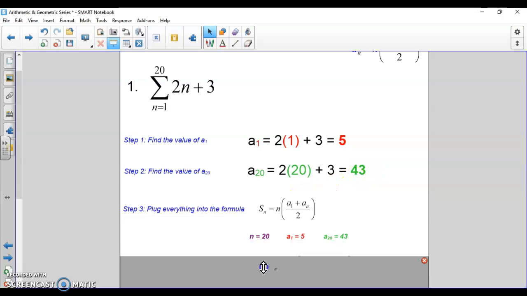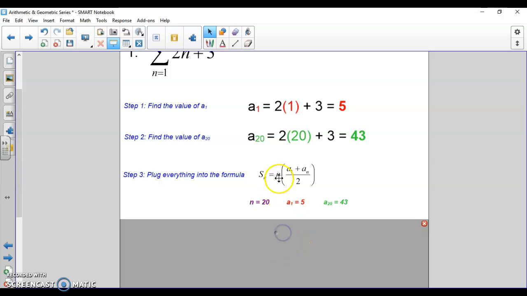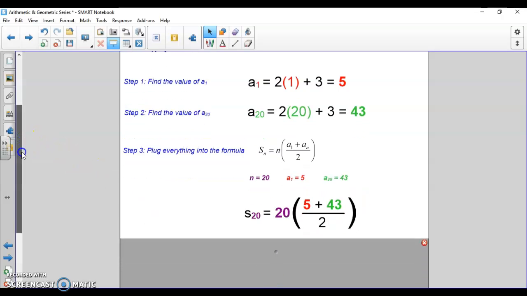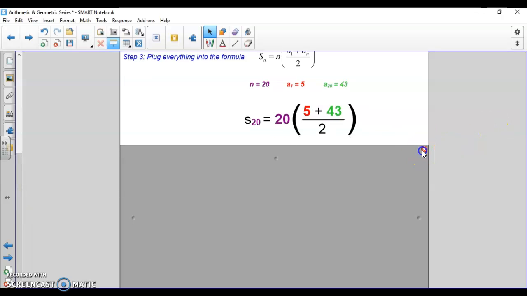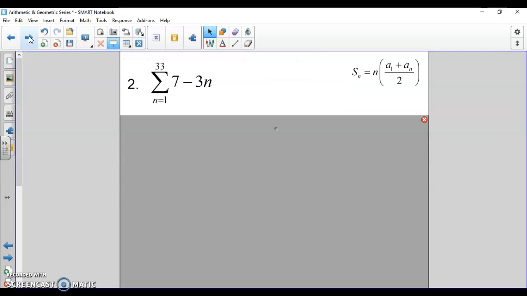Then you just plug it into the formula. There are 3 things you're plugging in: an n, an a sub 1, and an a sub n. N is just the number of terms, so 20 terms, 5 for a sub 1, 43 for a sub 20. This is what it looks like plugged in, and this is the work that you may need to show from there. 5 plus 43 is 48. 48 divided by 2 is 24. 24 times 20 is 480. And that's all we're doing from here.